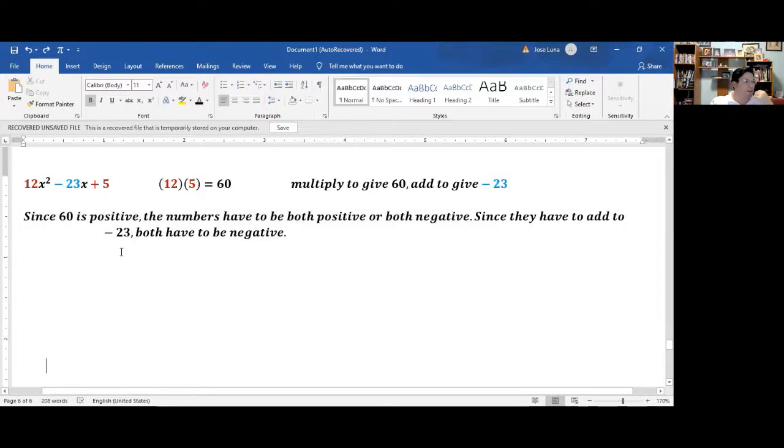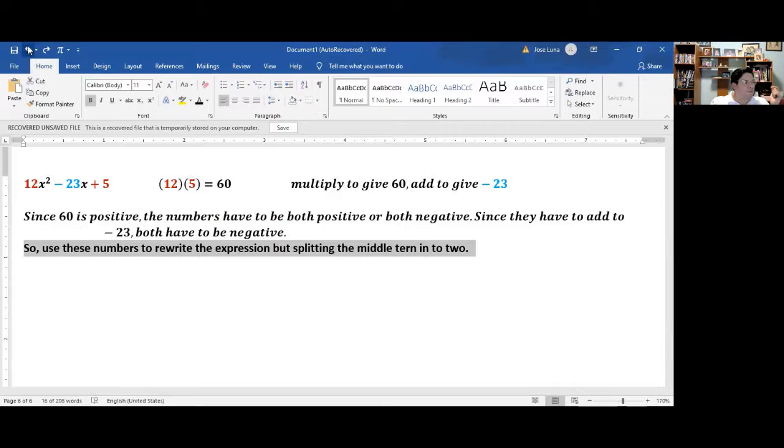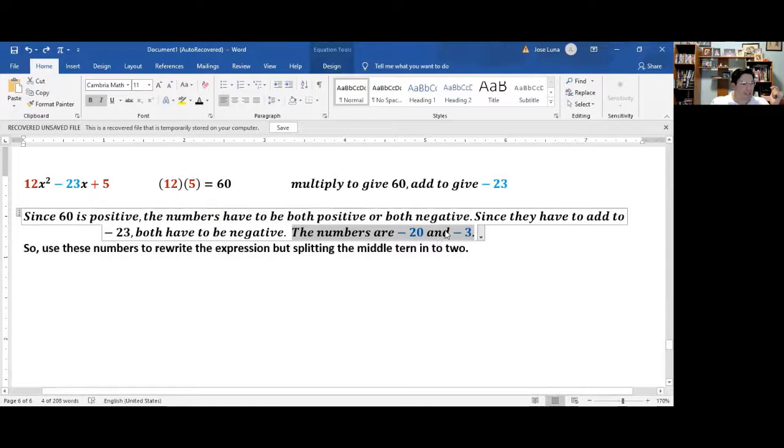So we start trying. Think of the two negatives. Divide 60 by 1, so 60 and 1, that's 61, not 23. Well, maybe 60 divided by 2, that's 30. 30 and 2 is 32, not 23. 60 divided by 3 is 20. 20 and 3, that's 23. So those could be it. It could be negative 20 and negative 3.